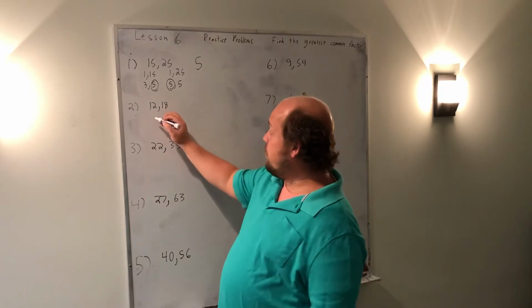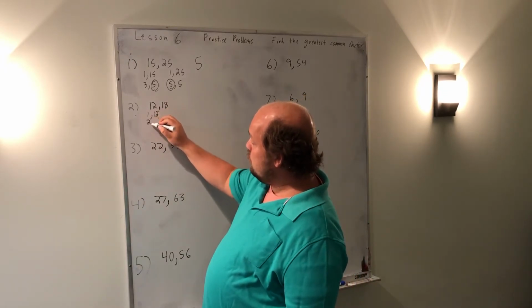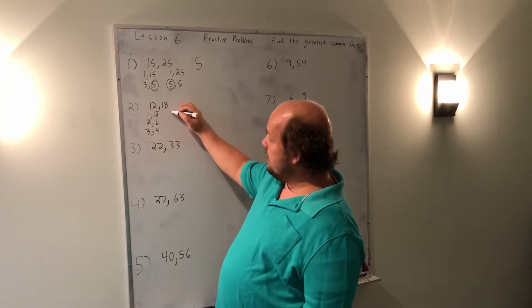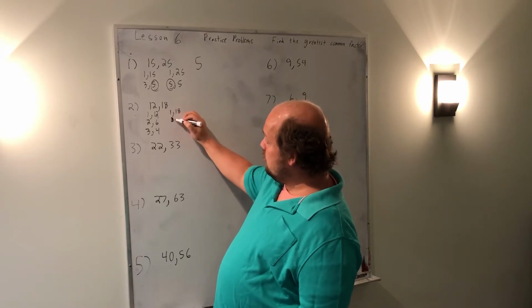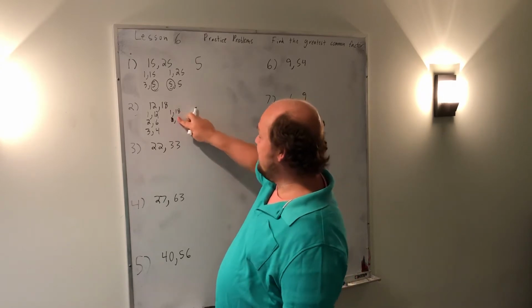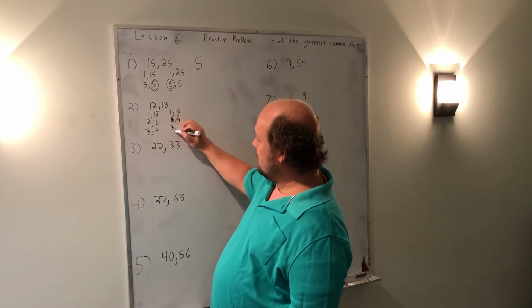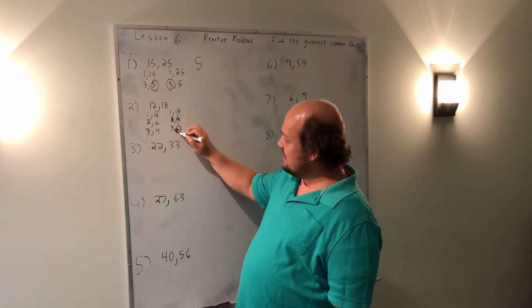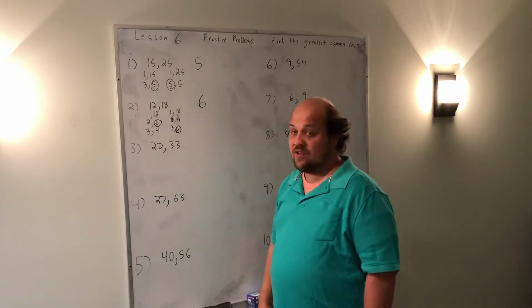For number 2, I break down 12 into 1 and 12, 2 and 6, 3 and 4. I break down 18 into 1 and 18, 2 and 9, 3 and 6, and when I look at what the greatest common factor is, I see there's a 6 here and a 6 here, making 6 the greatest common factor.